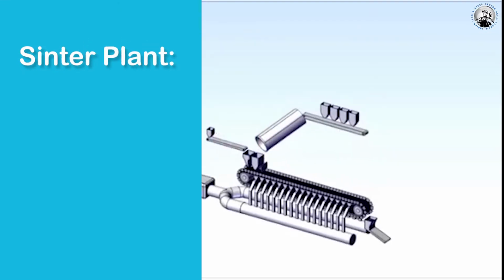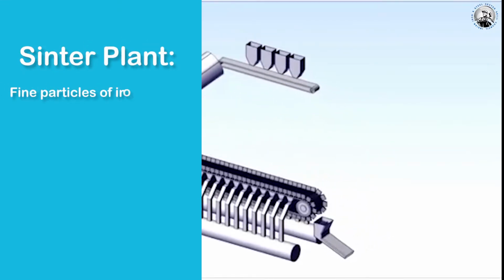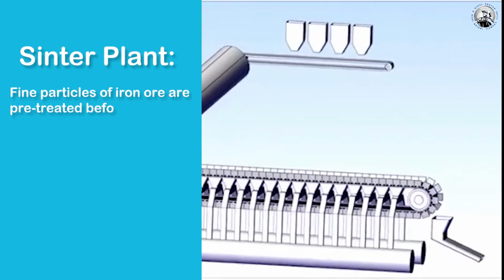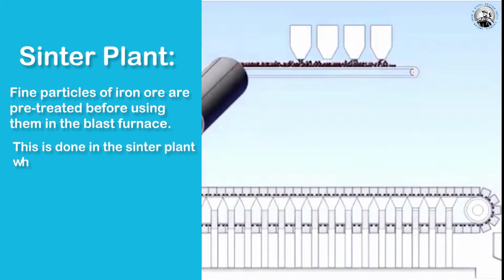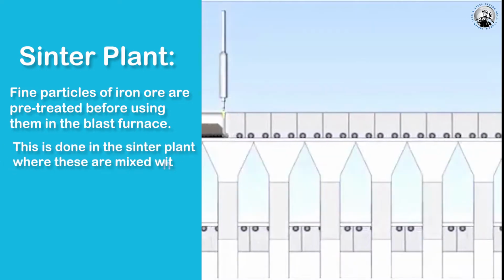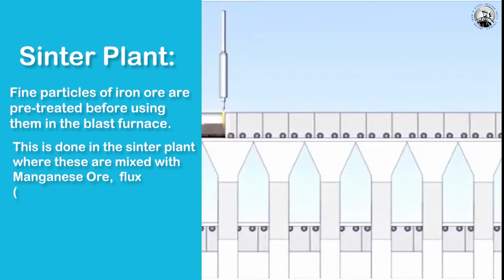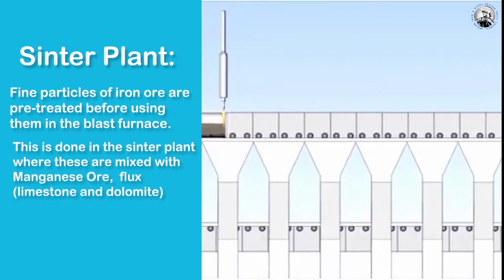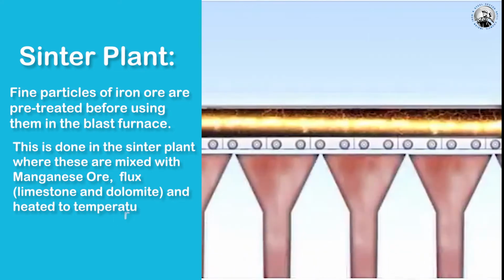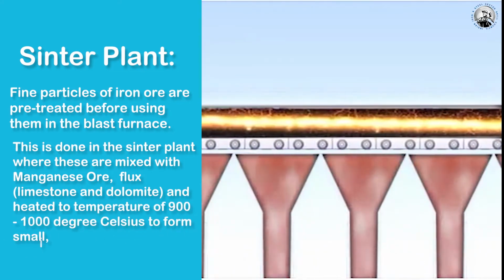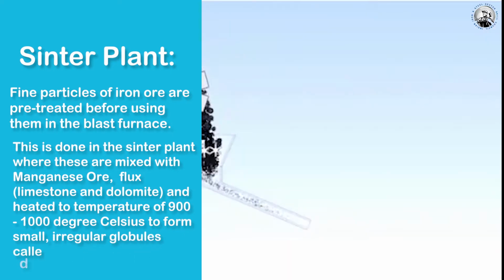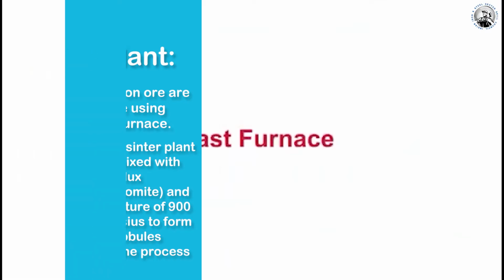Sinter plant. Fine particles of iron ore are pre-treated before using them in the blast furnace. This is done in the sinter plant where these are mixed with manganese ore, flux and heated to a temperature of 900 to 1000 degrees Celsius to form small irregular globules called sinter, and the process is called sintering.